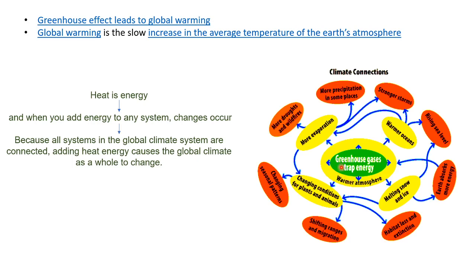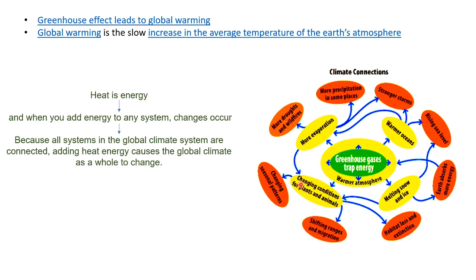Now this has further consequences. As the atmosphere is warmer, the oceans have become warmer, there is melting of snow and ice, there are changing conditions for plants and animals, and there is more evaporation. All of these are interconnected in one way or other. And these have further consequences, like warmer oceans leading to stronger storms and rising sea level. It will also lead to more evaporation. Similarly, more evaporation means more precipitation in some places, stronger storms, and more droughts and wildfires.